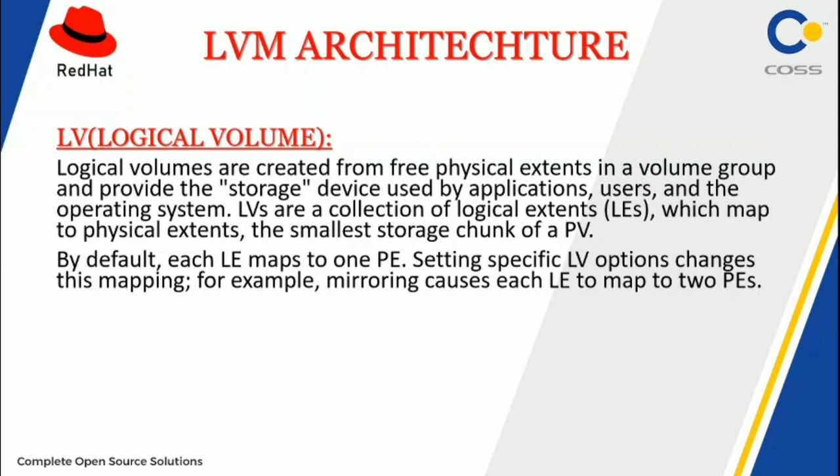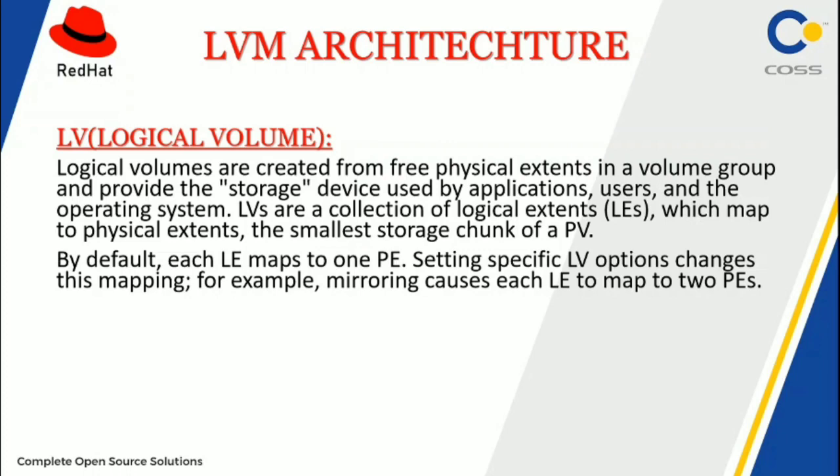Each chunk is called a physical extent. It is divided into your volume group, so you can see it inside your volume group, and also inside your PV. It provides the storage device used by applications, users, and the operating system.